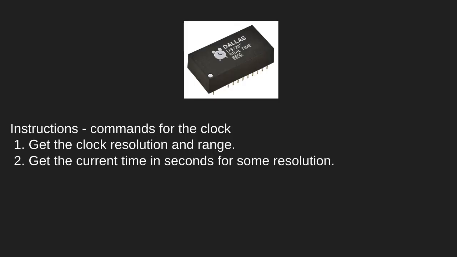Now, which instructions can we issue to this clock device, or any clock device in general? The first instruction is to get the clock resolution and range. The resolution is how often the clock ticks, for example, every millisecond or every nanosecond. The range is how long the clock will count until it wraps around. The second instruction is to get the current time in seconds for some resolution.